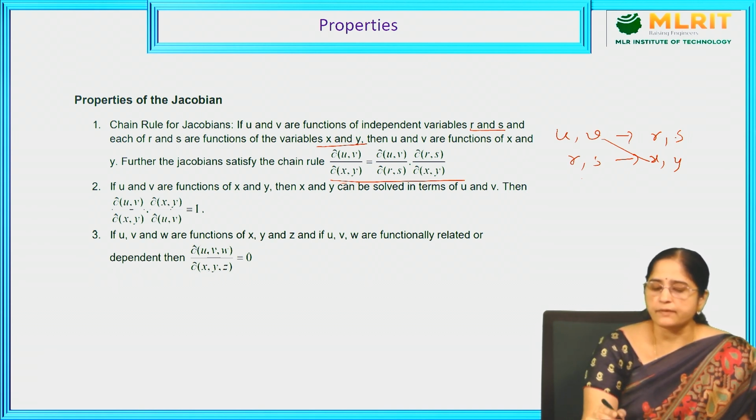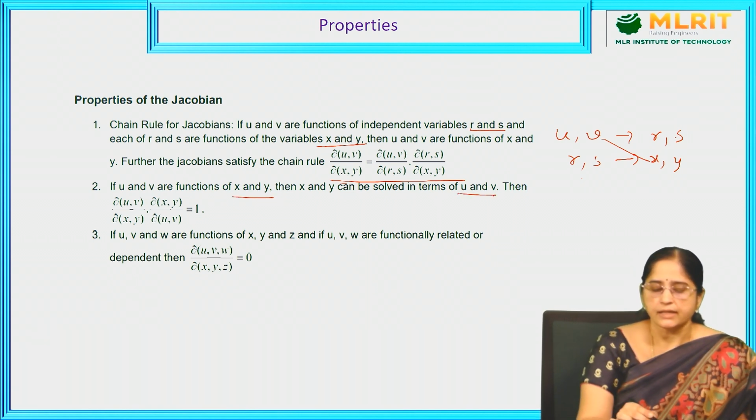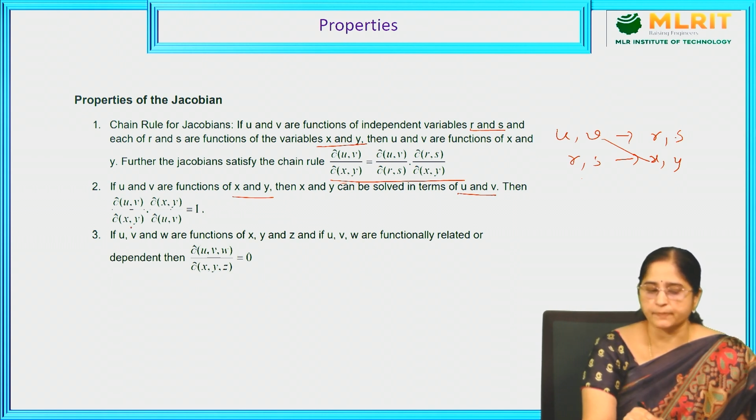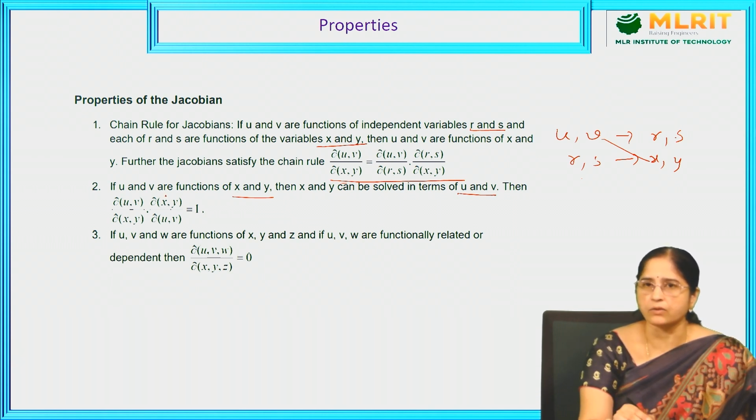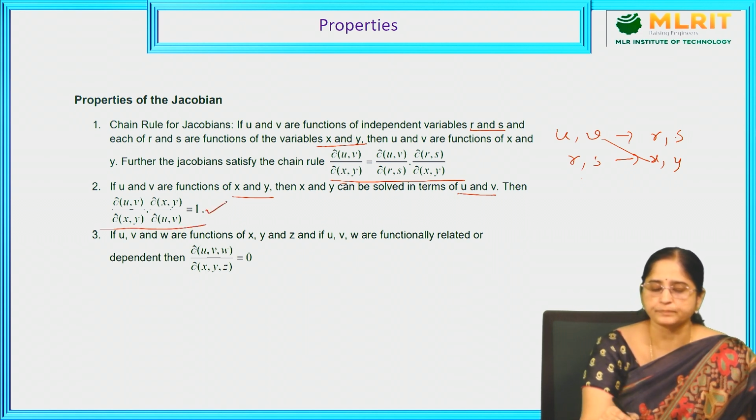The second property is: if u and v are functions of x comma y, and x and y can be solved in terms of u and v, then the Jacobian of u, v with respect to x and y times the Jacobian of x comma y with respect to u comma v is 1.